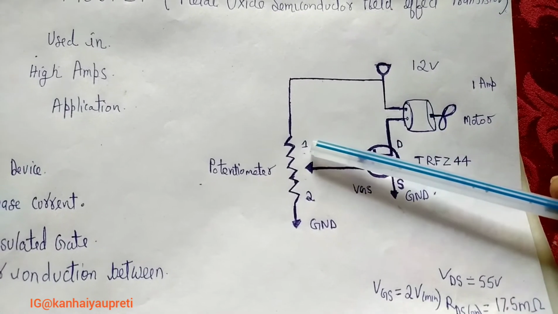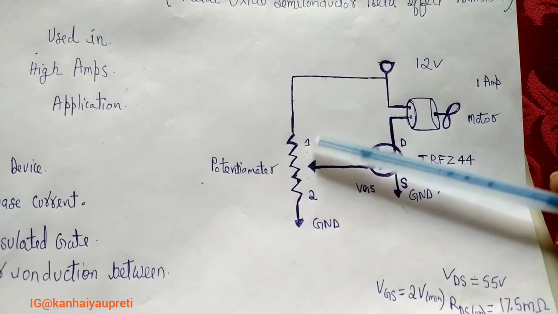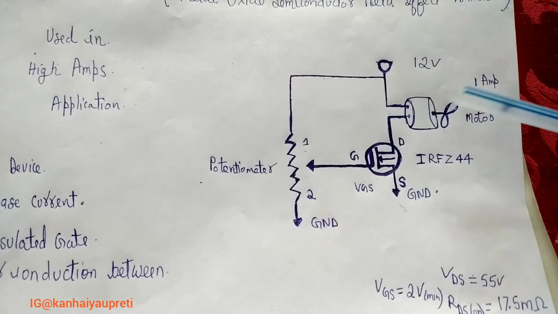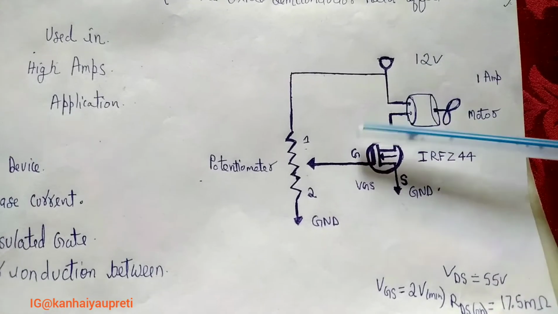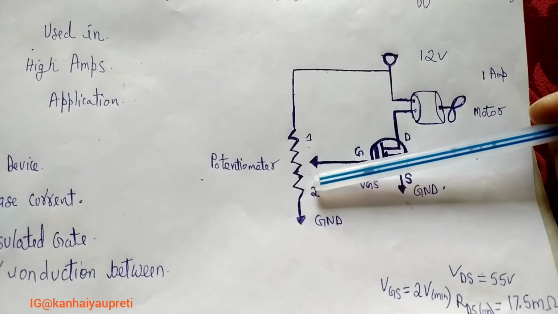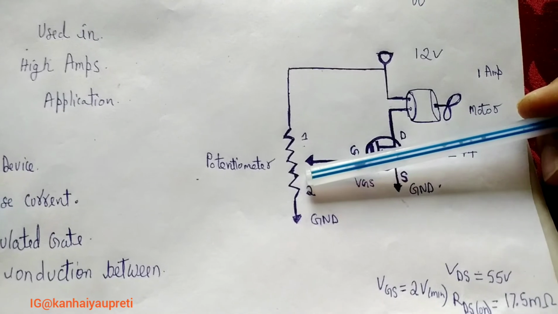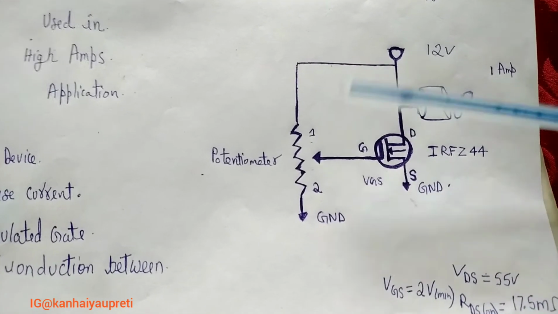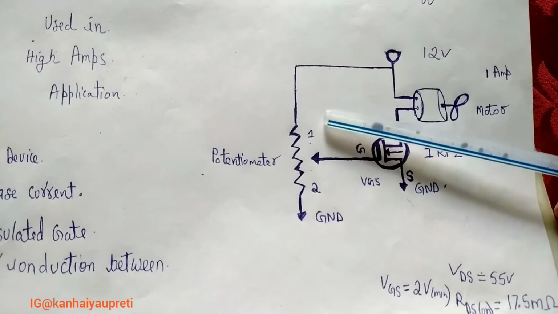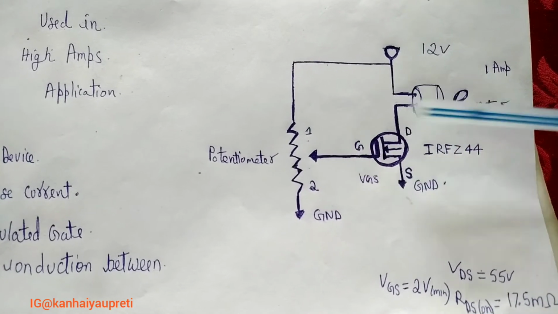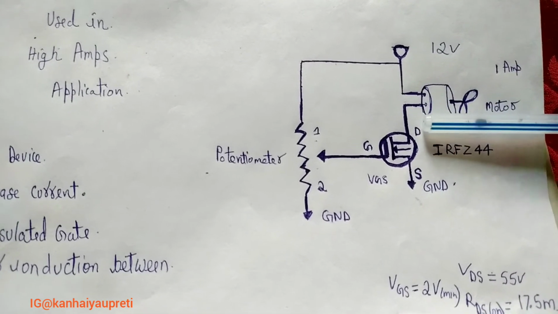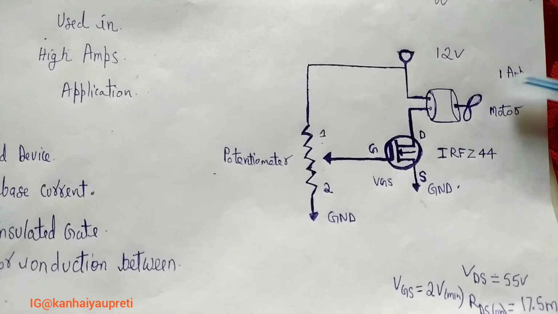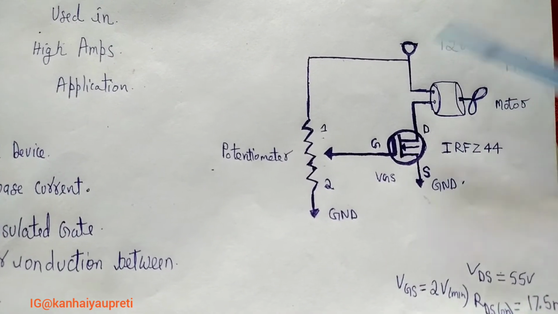So when the position of the wiper is at 1, VGS is almost 12 volt, which means that the MOSFET is fully on. When the position of the wiper is at 2, VGS is almost near 0, which means that the MOSFET is turned off. So the positions between 1 and 2 will determine how much current will flow from drain to source and hence through this motor, which will control the speed of the motor from 1 to 2.